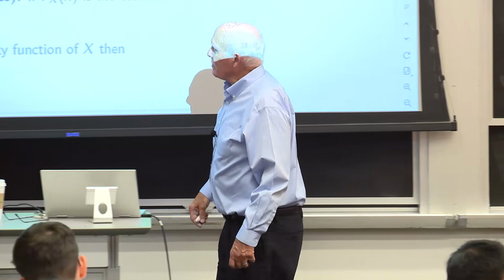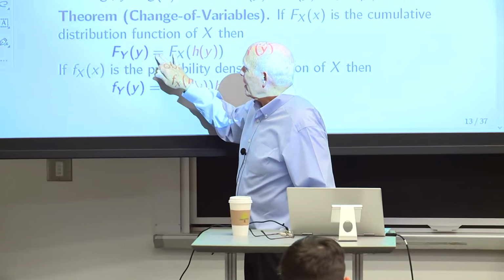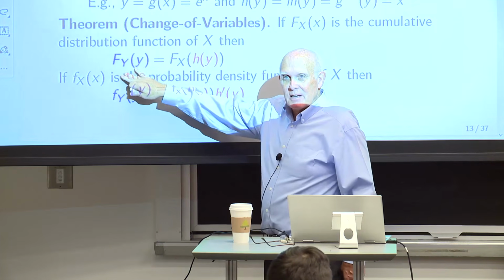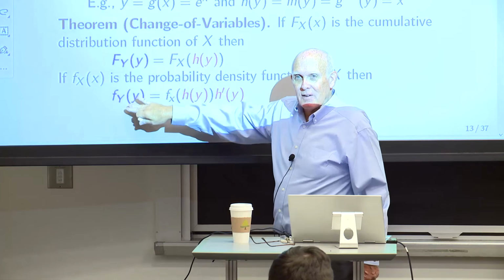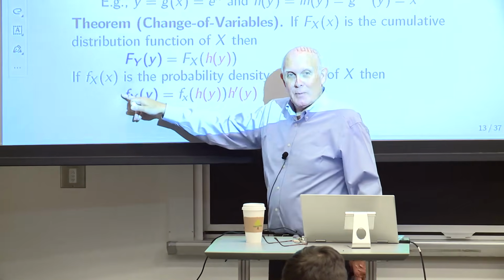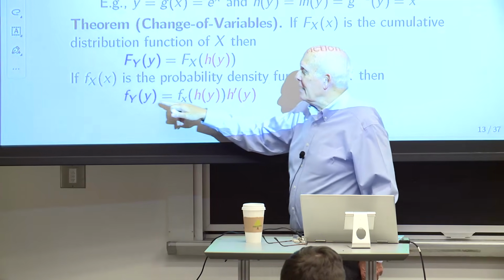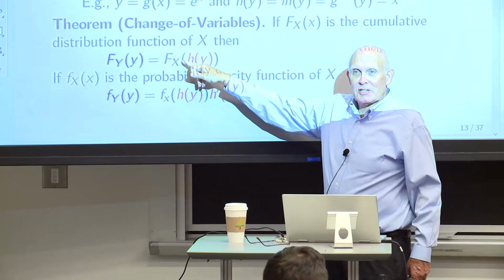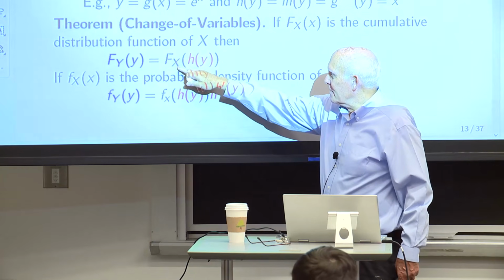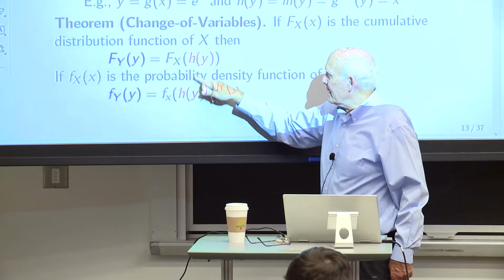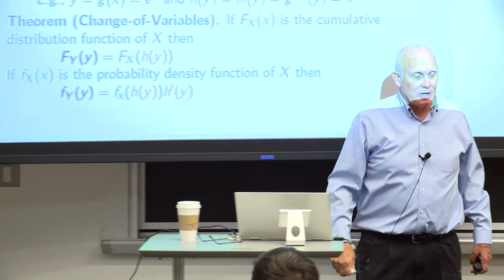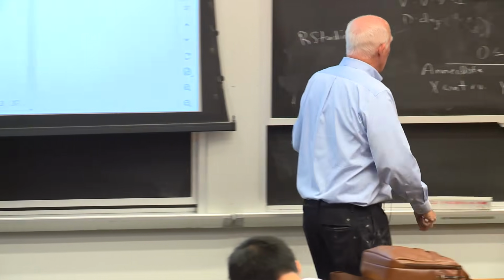And so if this function relating the distribution functions is true, if we take the derivative of the CDF function of y, we get the density. And then we just have to apply the chain rule on the right-hand side. The density of x evaluated at h of y, but then we also need to have the chain rule for h in there.